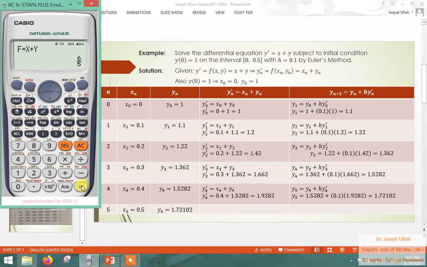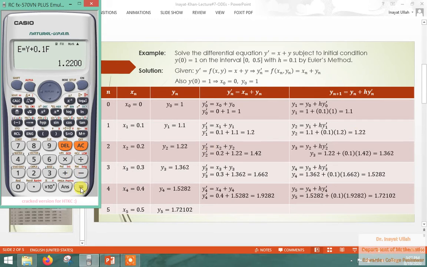Whenever you press equal sign, the calculator will give you the answer for f, which is 6 by 5, that is in fraction form. Convert it in decimal form by pressing this button. So that is 1.2. So you see this is 1.2. Now press equal sign, you'll get the value of e. The value of e is actually yn plus 1, converted in decimal form, which is 1.22. So that is 1.22.